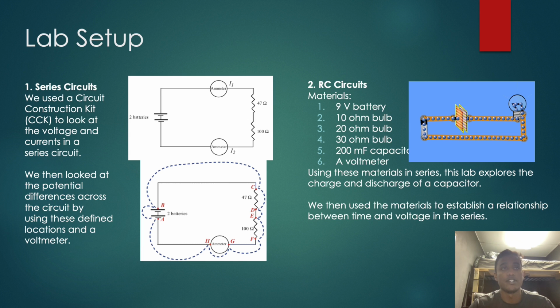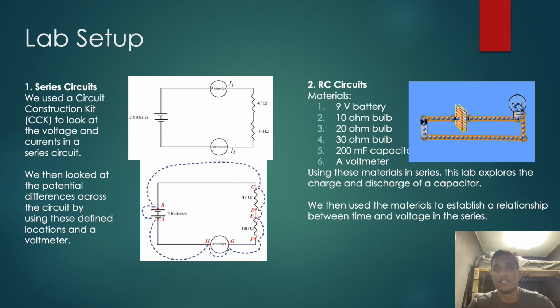Here you will see the setup for this lab. The first part of this lab is a series circuit. Using our circuit construction kit, we took a look at the voltage and currents in a series circuit. We then analyzed the potential differences across the circuit as defined in these locations.